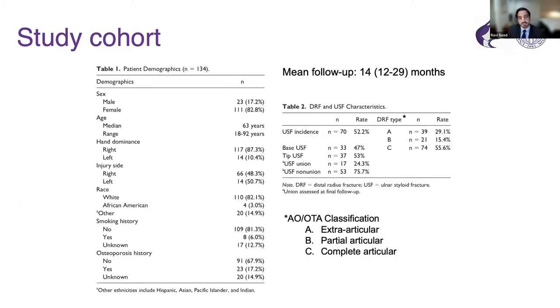And in this group of 134 distal radius fractures, a little more than half, so 52%, had associated ulnar styloid fractures, which is consistent with other series. And of those, they were split pretty evenly between fractures at the tip and at the base. They also looked for osseous union at the last follow-up of the ulnar styloid fracture and saw that that was present in only about a quarter of the cases, actually. And the majority of the distal radius fracture pattern was complete articular.